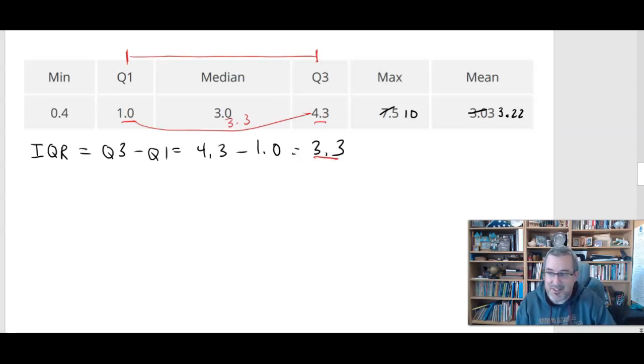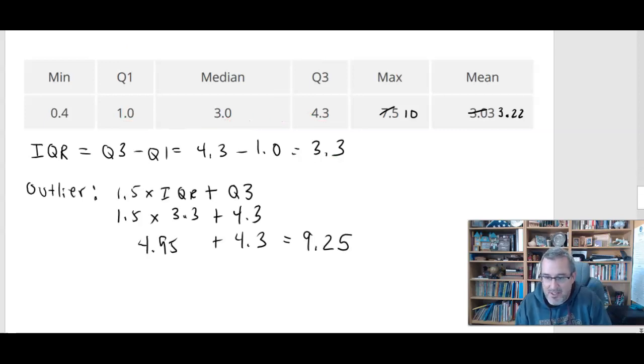The outlier is found by taking 1.5 times that interquartile range. So 1.5 copies of 3.3, and then add that on to Q3. You see? And if that takes you to a place beyond the data set, then that maximum would indeed be an outlier. So look what happens here. 1.5 times 3.3 is 4.95.